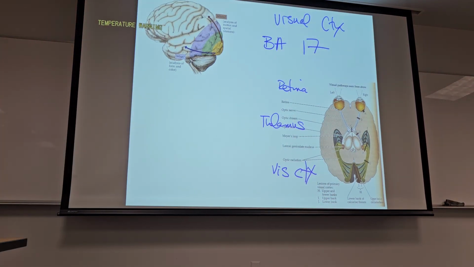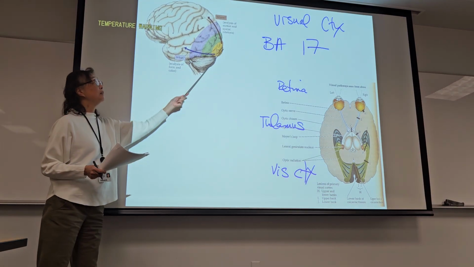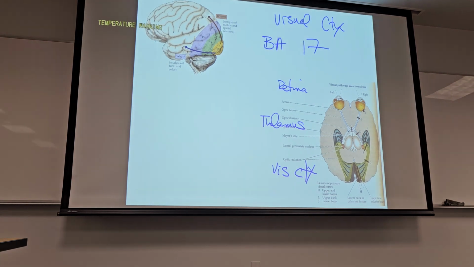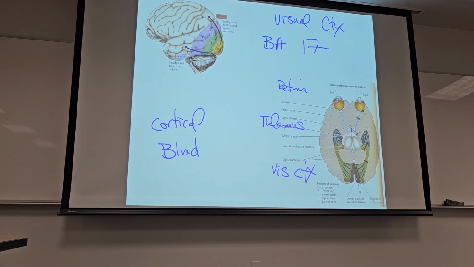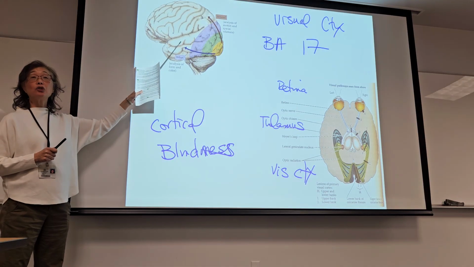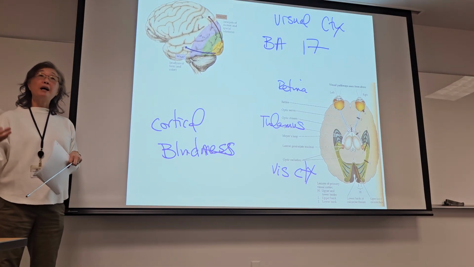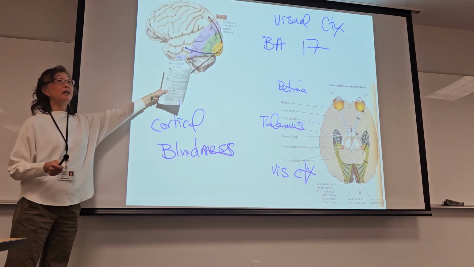Now, if I damage 17, if I completely take it out, you'll get cortical blindness. Okay? That means that you have no conscious awareness of any visual input. Okay? So without 17, all these other visual areas that are coming downstream will get nothing. There's no way to bypass that. Or is there? But that's a different class. Okay? But right now, this will be leading us to cortical blindness.